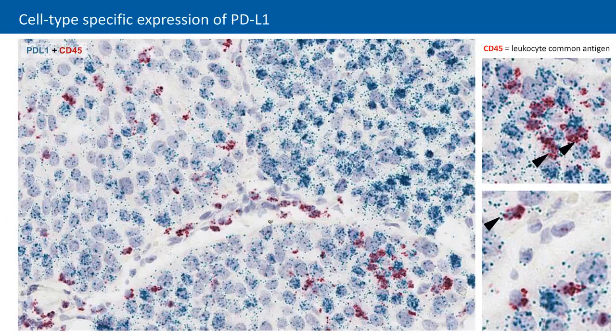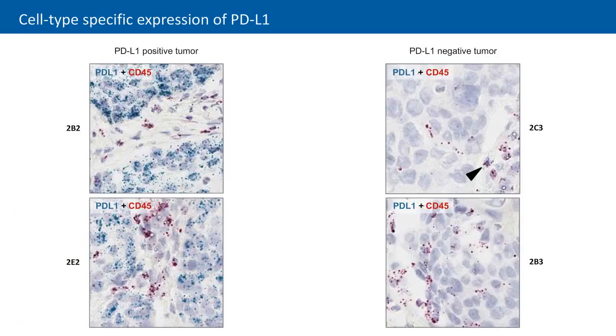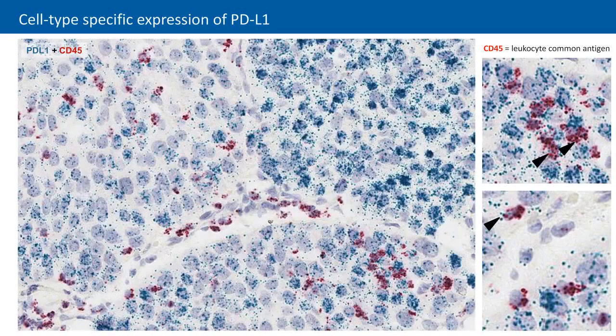In contrast with the two previous tumor cell markers, this duplex RNAscope assay combines PD-L1 expression in green with the immune cell marker CD45 in red. While PD-L1 is predominantly expressed in tumor cells, co-expression of PD-L1 with CD45 confirms PD-L1 expression in some immune cells, for which we highlighted some with these arrows.